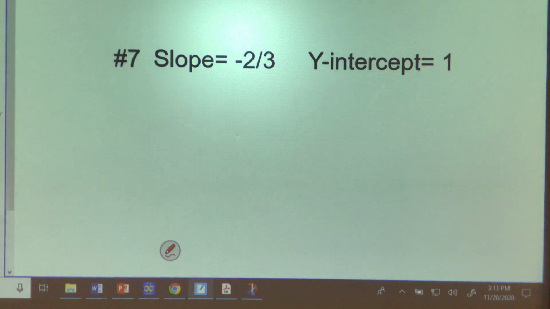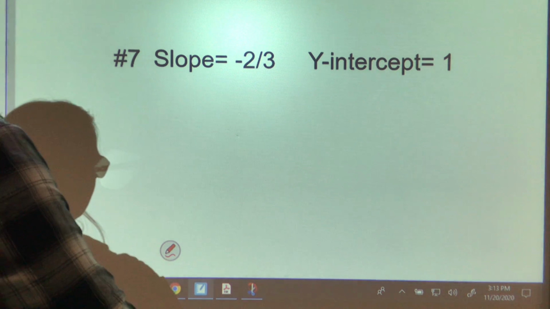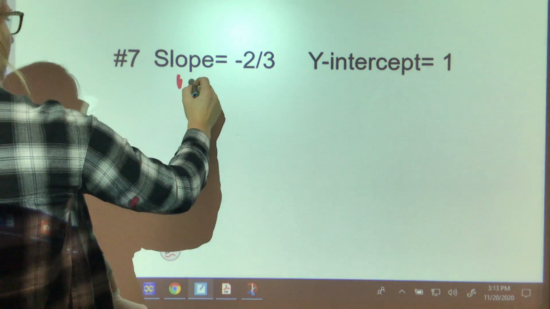Number 7. Okay, so for this kind of problem, they give you the slope and they give you the y-intercept. So this is a little bit easier because we don't have to find them from a graph. So we know our slope is the m value.